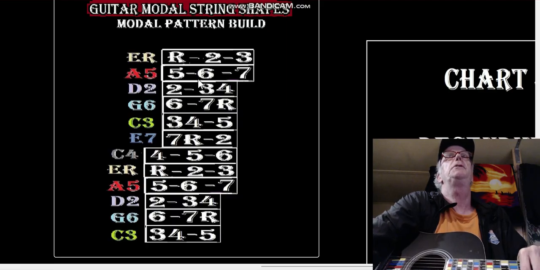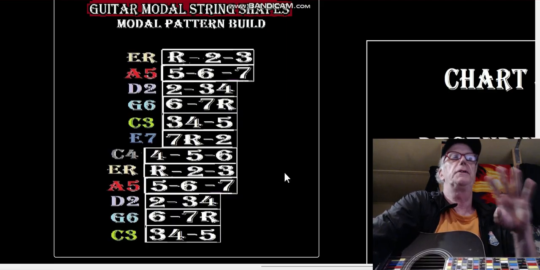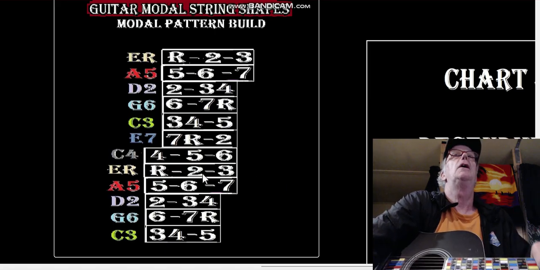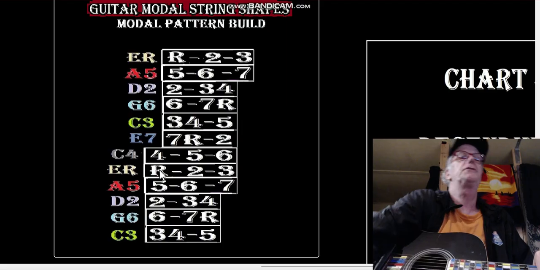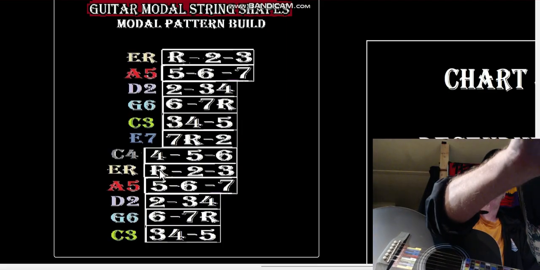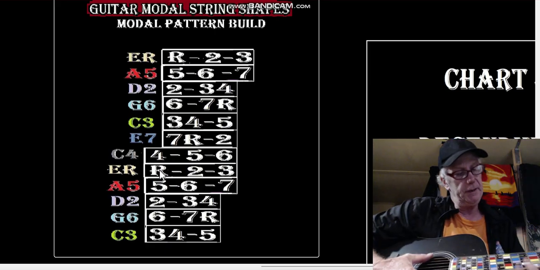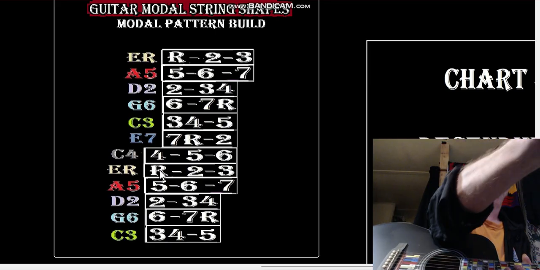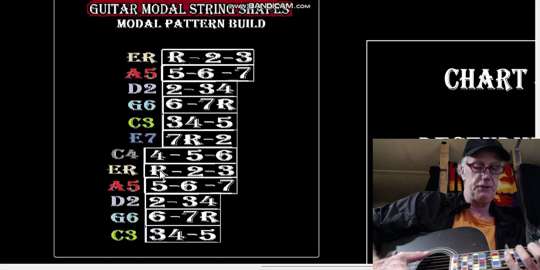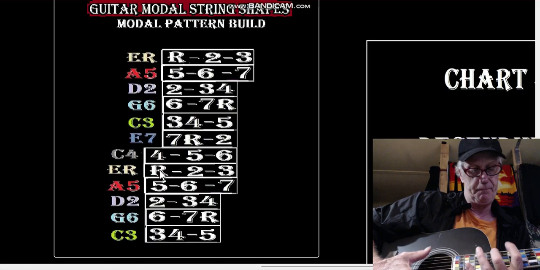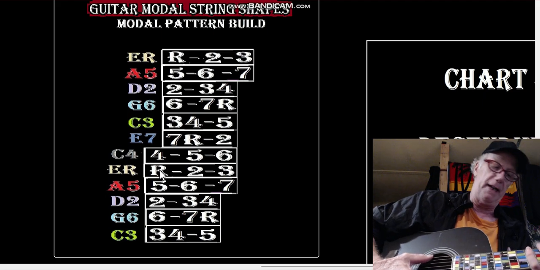Okay, even between 4 and 5, but the exceptions are between 7 and root. Between the Mixolydian and the Ionian string shape, 2, 3, we have a half step. So if you're doing 5, 6, 7, 5, 6, 7, you want to stay on string, you got a half step. Below that is the whole step down to the D string shape.